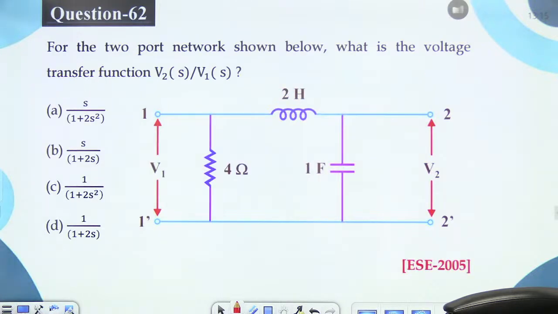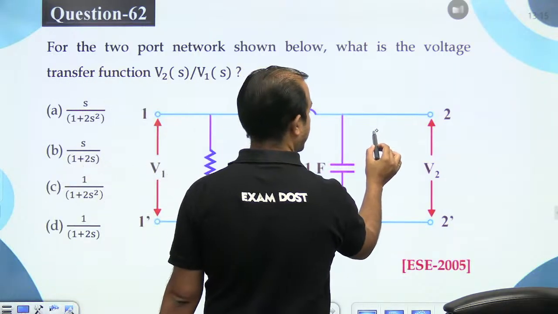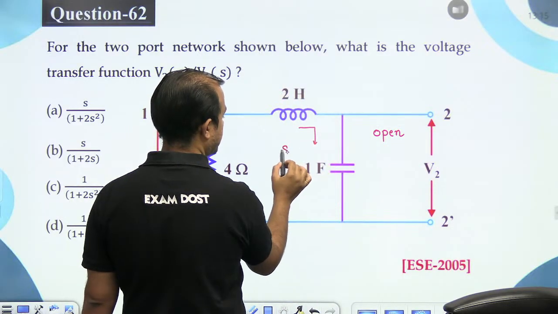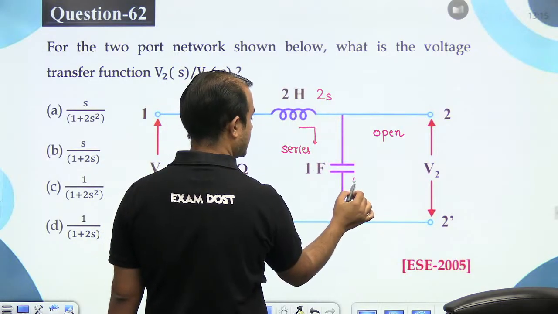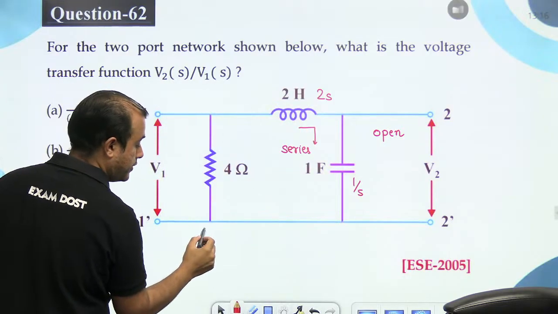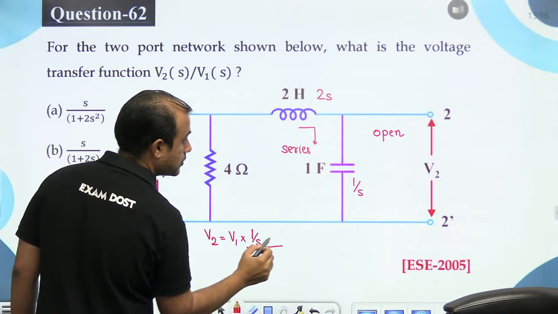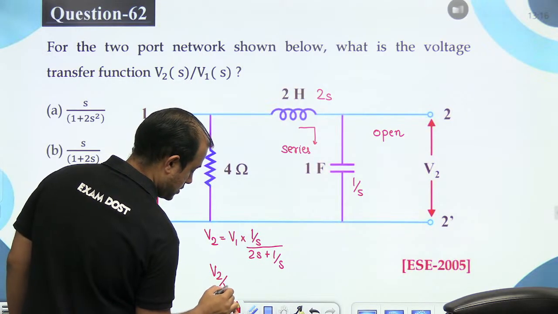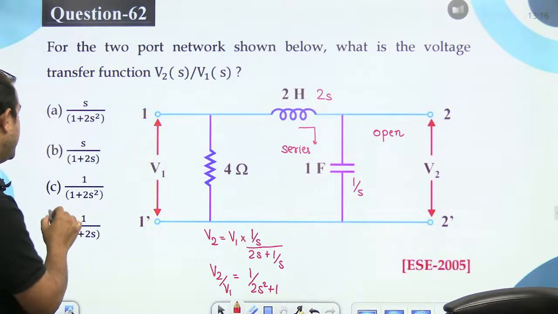Okay. What is the voltage transfer function V2 by V1? बेटा बड़ा इजी है. यहां पे ओपन मान लीजिए. Now these two are in series. The total voltage across both is V1. The total voltage is V1. So V2 is V1. 2S plus 1 by S. 1 by 2s square plus 1.